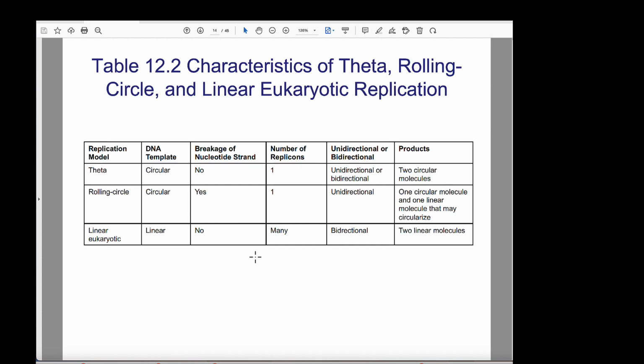Here we have some characteristics. I would strongly suggest that you use this table 12.2 as a tool to study and understand the differences between the three models of replication: theta, rolling circle, and linear. It gives you an understanding of the origin of the DNA. What does the morphology of the DNA look like? Is there strand breakage? Are there replicons, and if so, how many? And what is the direction of the replication bubble when replication is occurring?